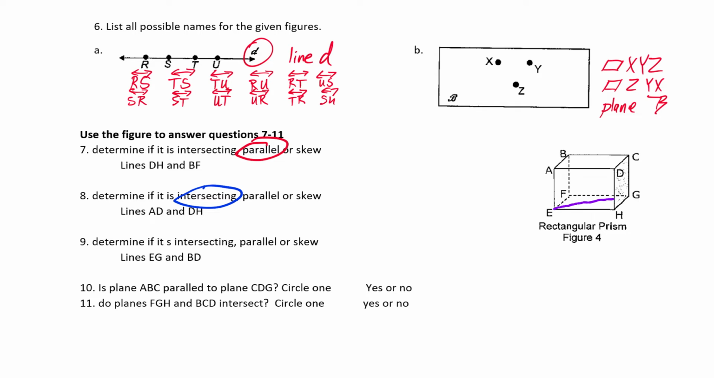There's not a line drawn, but we're going to draw it. Line EG and line BD. Skew. Exactly. Why did you say they're skew? Because they're never going to touch, but they're not parallel. That's exactly the way I would have said it. They're never going to touch, but they're also not parallel. Perfect.